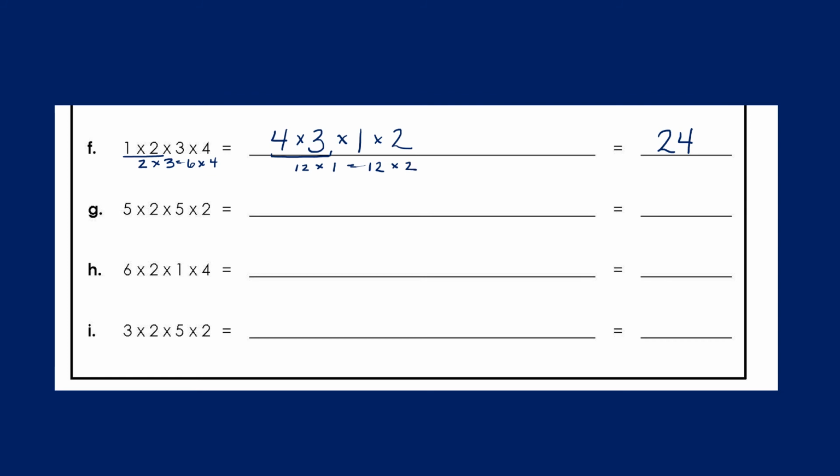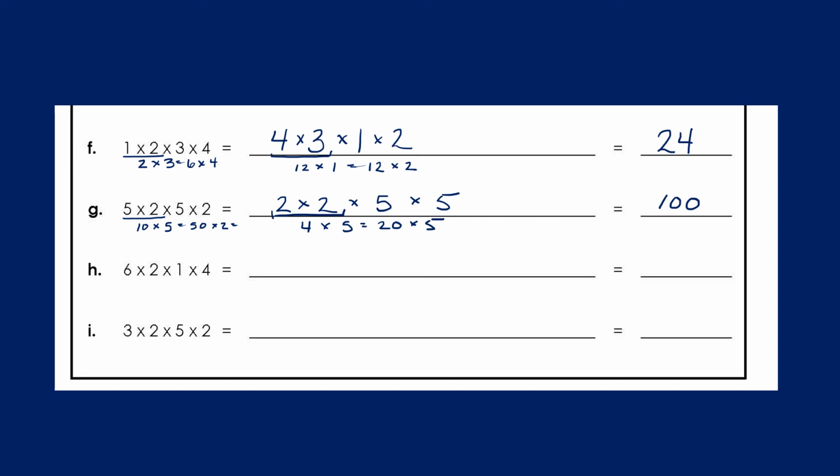5 times 2 times 5 times 2. 5 times 2 is 10, times 5 equals 50, times 2 equals 100. I could do 2 times 2 times 5 times 5. 2 times 2 is 4, times 5 equals 20, times 5 equals 100.